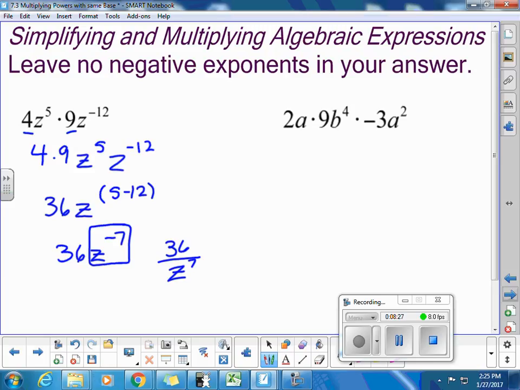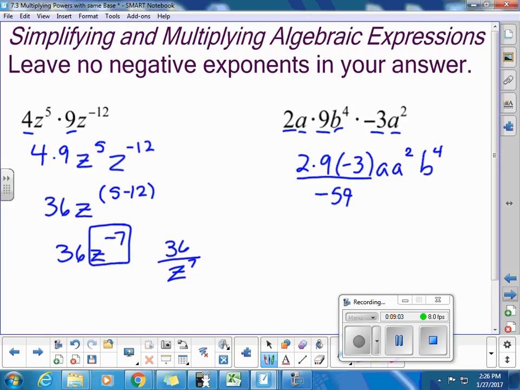Again, I'm going to rearrange. I'm going to put all my numbers together. So I have 2 times 9 times -3. And then let's see, I'm going to put my a's together. So I have a right here times a squared. And then the only other thing we have is b to the 4th. Let's do some simplification. 2 times 9 is 18. Times -3 is -54.